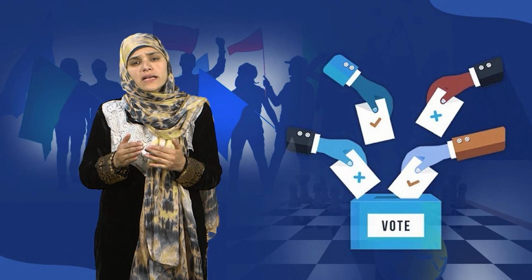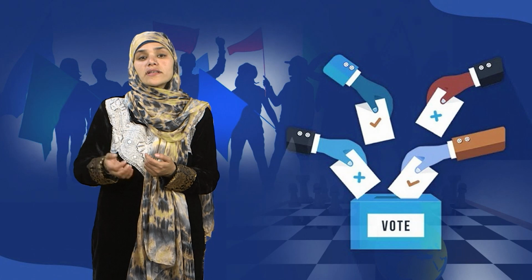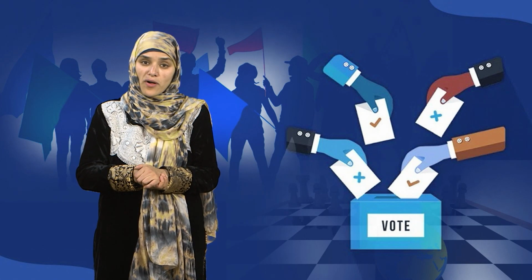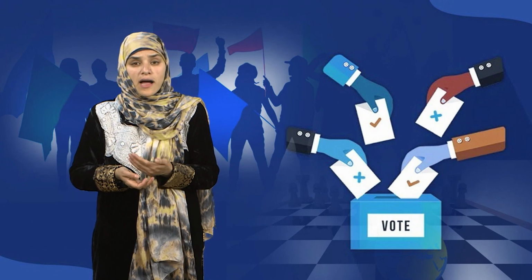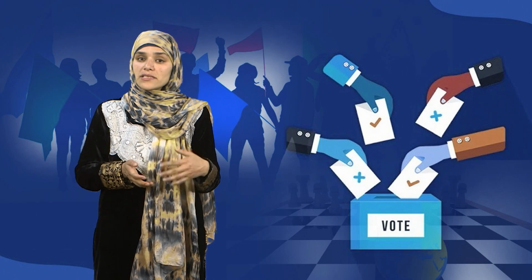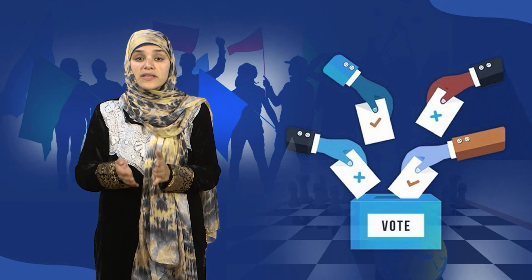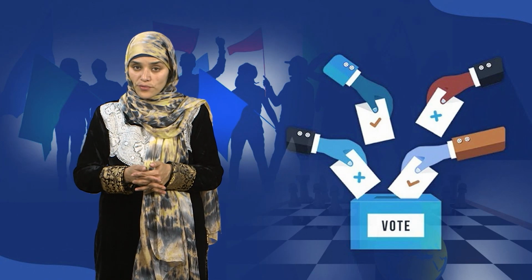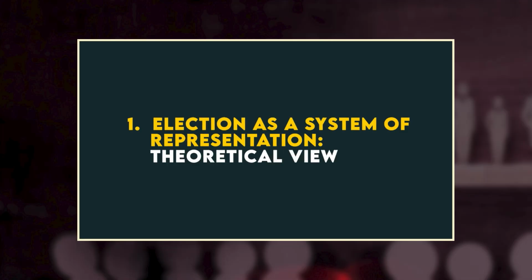To make things clear, it's important to discuss election as an important instrument over which the entire edifice of democracy or democratic system stands. To understand how different election systems work, let us first take the first past the post system as a form of representation with its merits, demerits, and the working of first past the post. Now, firstly, let's discuss election as a system of representation.